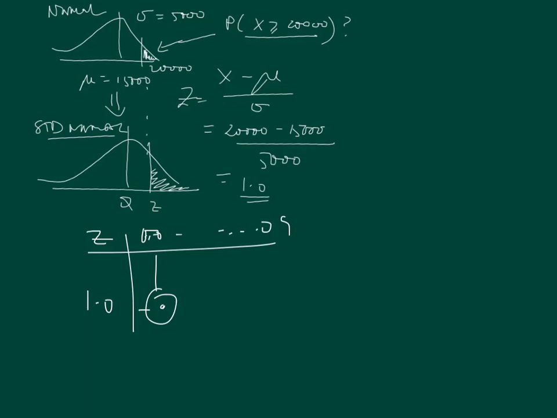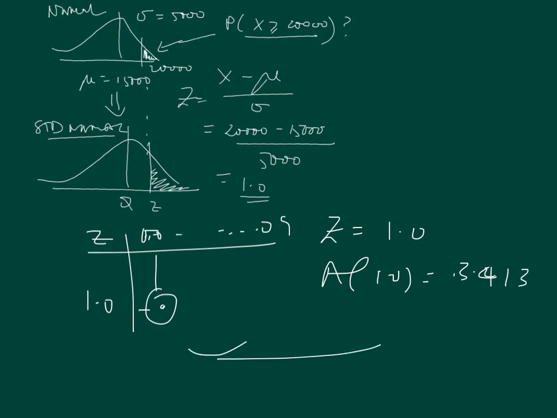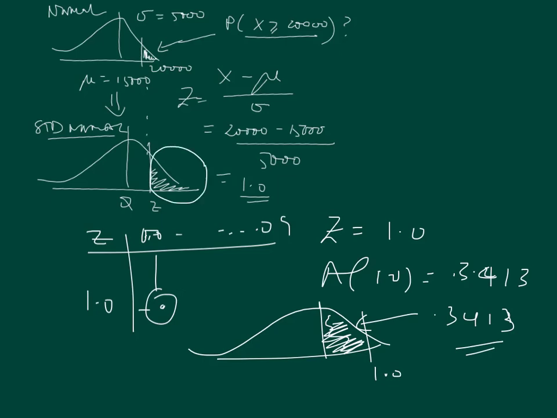So it turns out that when Z is equal to 1.0, the area associated with 1.0 is 0.3413. So if we were to draw that, what we're saying is that when Z is 1.0, the shaded region is 0.3413. But that's not the area that we're interested in. If you look at our diagram again, the area that we're interested in is the area in the tail.